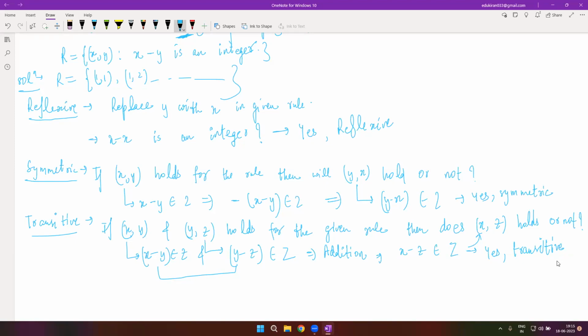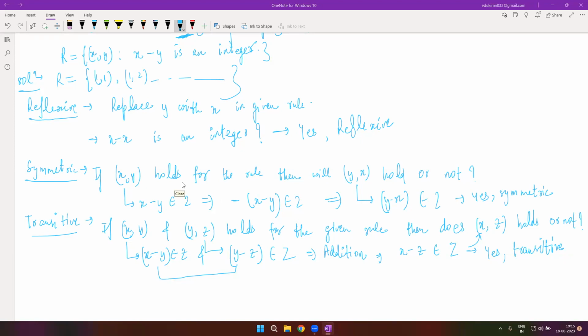Let's come to example 2. Let T be the set of all triangles in a plane, right? T is a set which consists of all triangles. Now, how many triangles? Infinite, obviously. But it consists of all the triangles which can possibly be made in 2D, which I can possibly draw on this board for you.